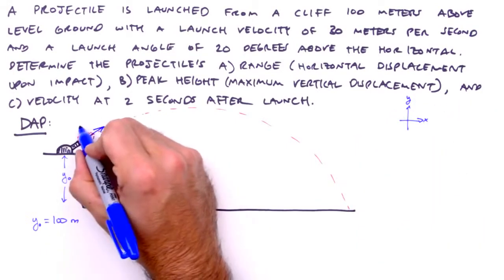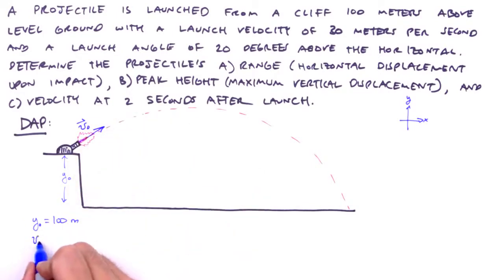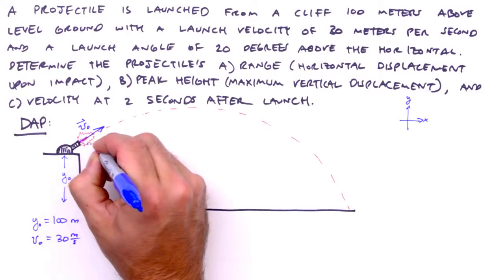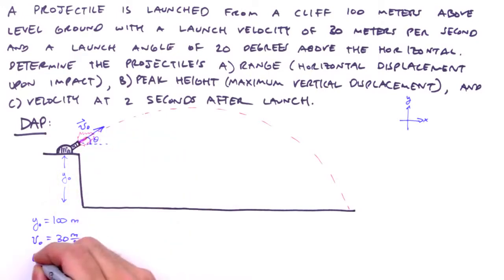Next, we're given the magnitude of the launch velocity, the initial speed of our projectile, 30 meters per second. We're also given the direction of the launch velocity, so we'll label the angle between the velocity vector and the horizontal as theta, and theta is equal to 20 degrees. So there are some of our knowns. There are a few more that are implied, and we'll address them shortly.